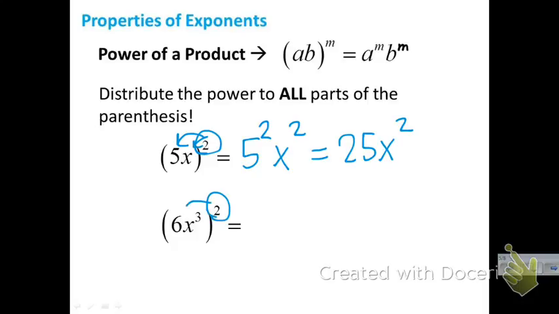You're going to do the 2, same idea here, so we get 6 squared, but since we have a power to a power, they're stacked, you're going to multiply those, so 3 to the 2nd becomes 6. So 6 squared is 36, x to the 6th, and again that's as simplified as that can be.